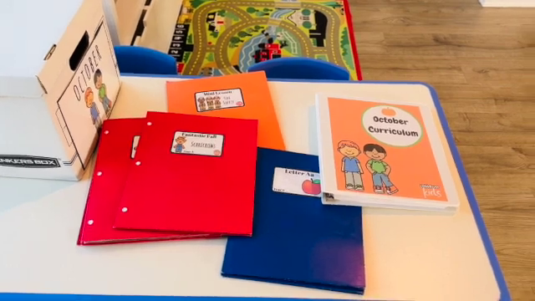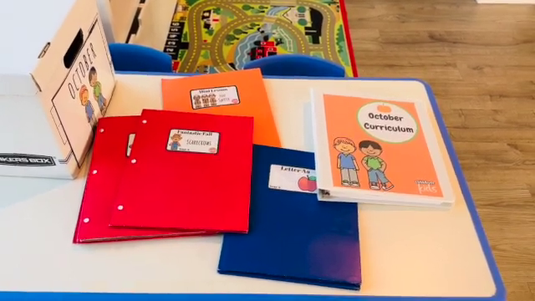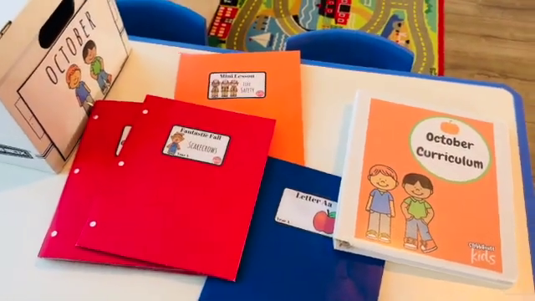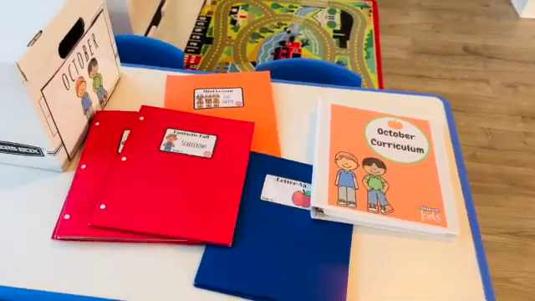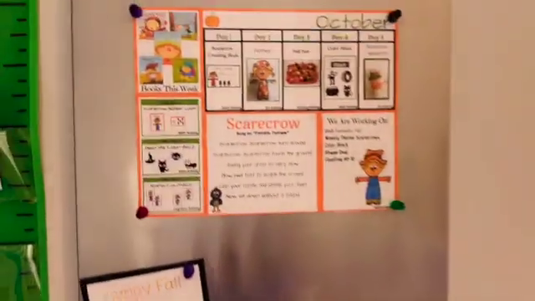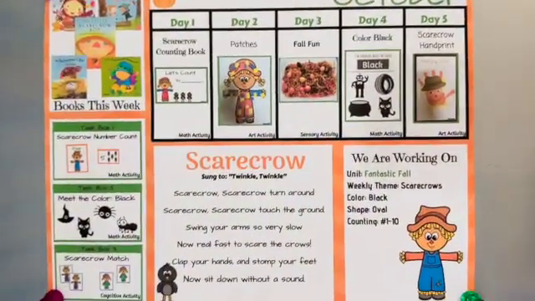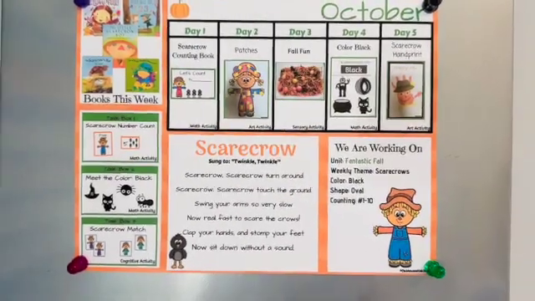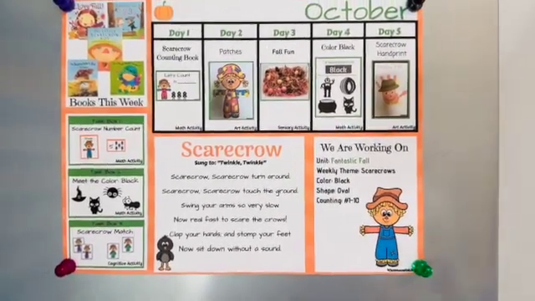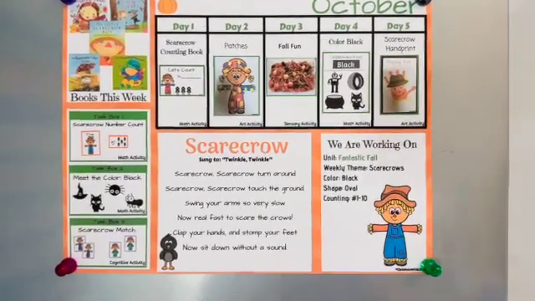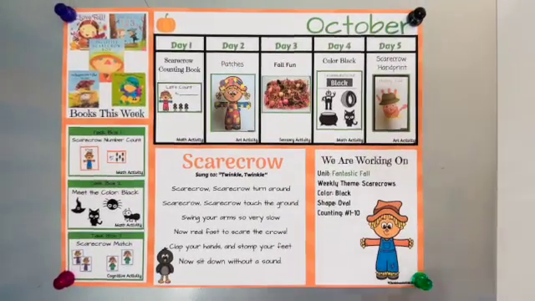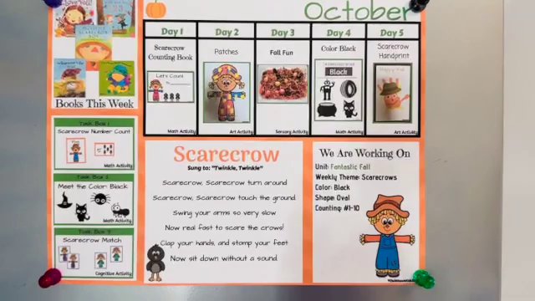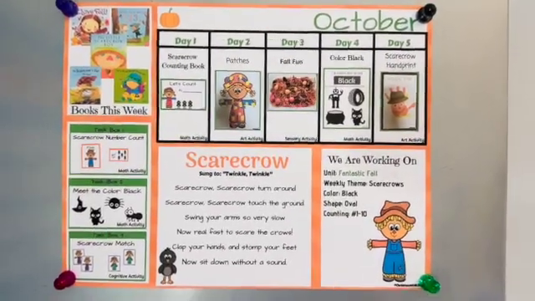Okay, so I'm going to start the video by just sharing what my organization system looks like for all of my lesson plans. Our theme this week is scarecrows, and our monthly theme is fantastic fall. So I always have a monthly theme, like a big umbrella theme, and then every single week has its own weekly theme. So this week we are doing all fun activities around scarecrows. And so this is my lesson plan, like weekly overview.